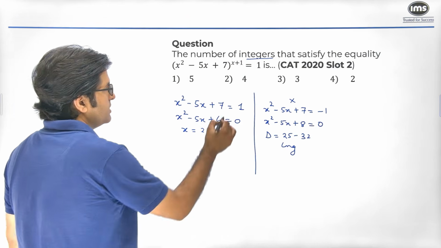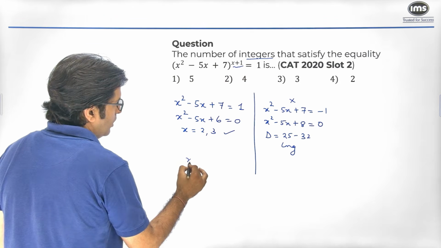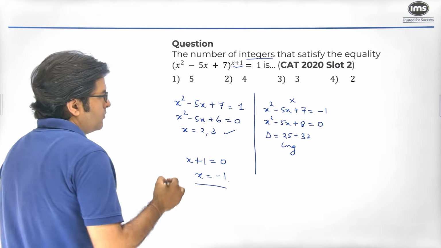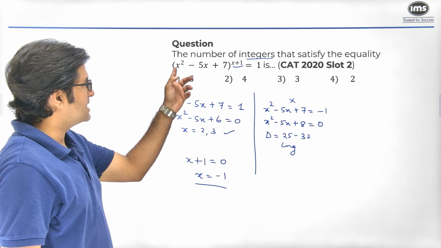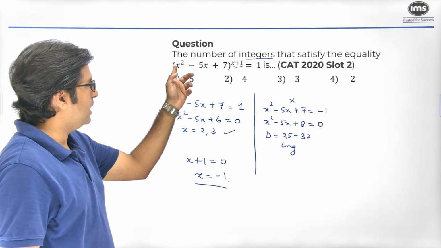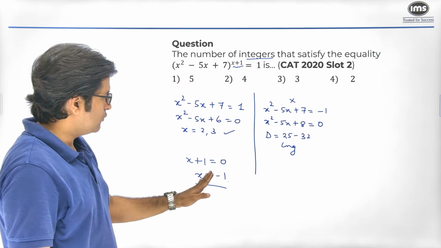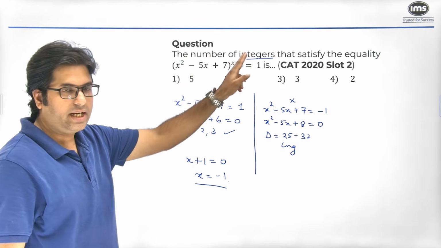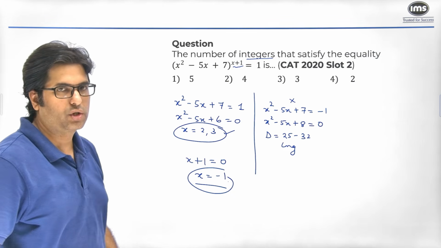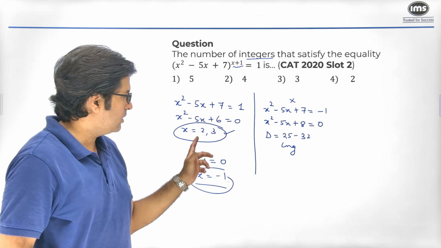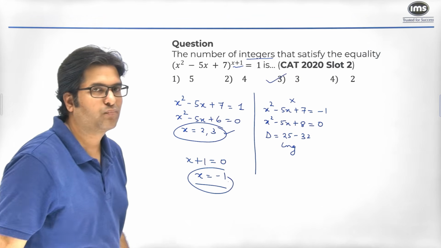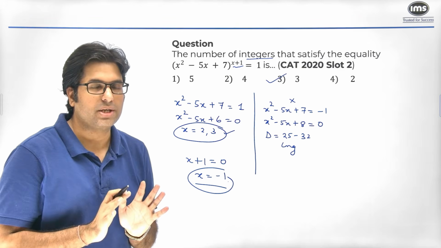Let's move to the third case, which is the power x plus 1 being equal to 0. So we get x equal to minus 1. So when the power is 0, if you put x as minus 1, this becomes 1, this becomes 5. So 5 and 1, 6 plus 7, this is not 0. So is minus 1 an integer? Yes. So this is an acceptable solution. 2 and 3 are also acceptable solutions. So 1, 2, 3, overall 3 solutions. Correct answer is option 3. I hope this is now seeming to be easy.